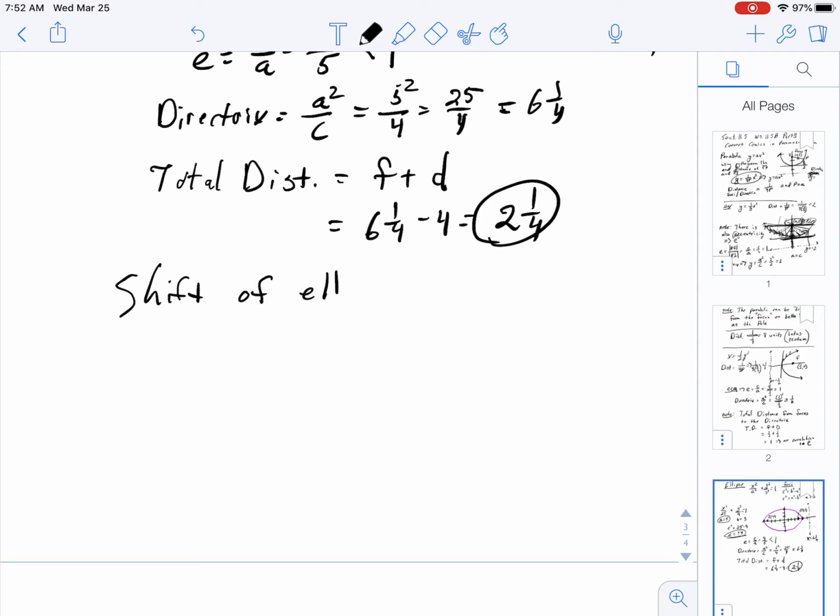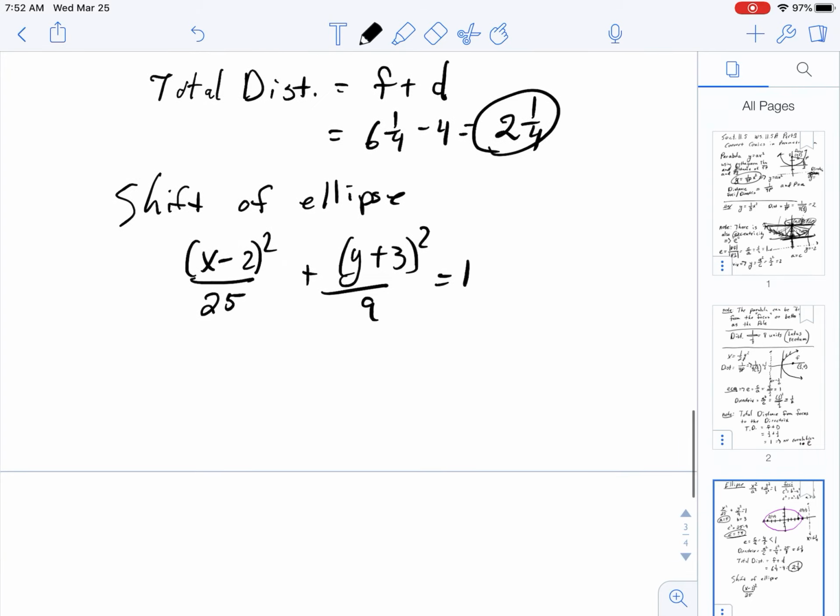All right, now let's say we have a shift of an ellipse. How does that affect everything? Not much at all. So you have x minus 2 squared over 25 plus, let's say, y plus 3 squared over 9 equals 1. So notice the same equation as above. So your center would be just 2 comma negative 3.